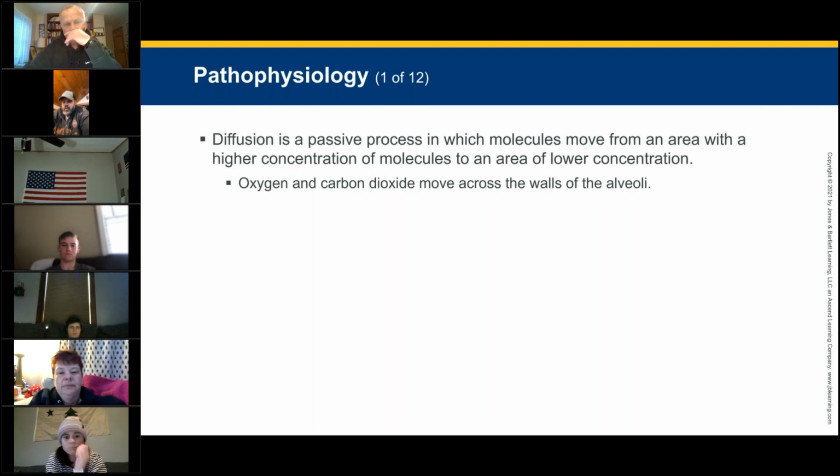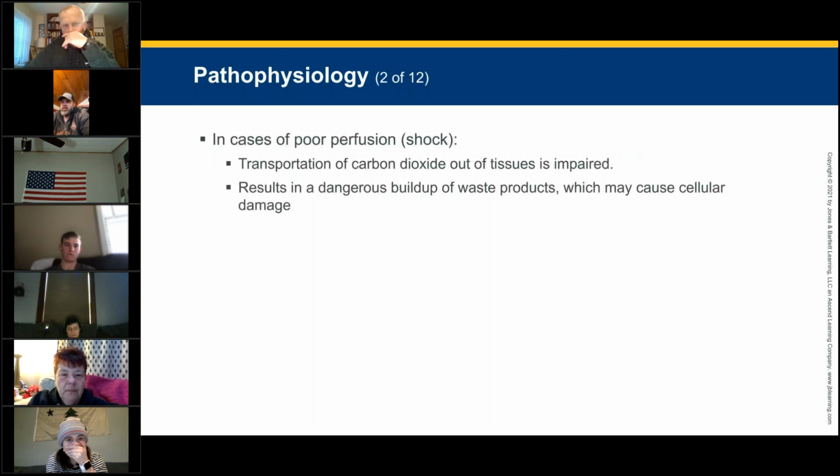Carbon dioxide waste products released from the cells can combine with water in the bloodstream and then form the bicarbonate. Once it reaches the lungs, the bicarbonate breaks back down into carbon dioxide and water, and the carbon dioxide is exhaled. In cases of poor perfusion or shock, the transportation of carbon dioxide out of the tissues will become impaired, resulting in a dangerous buildup of waste products, which may cause cellular damage.